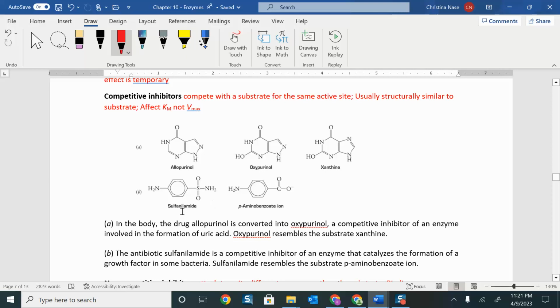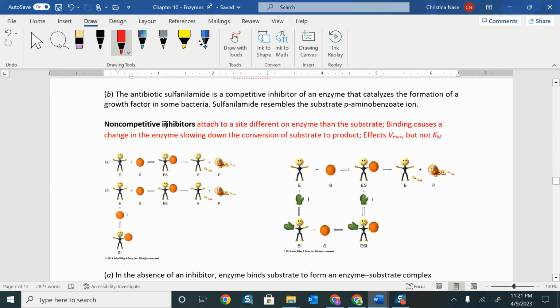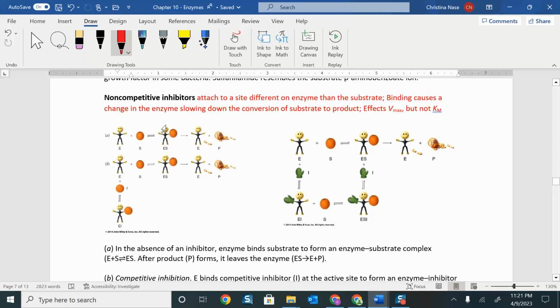This is also a drug over here, the sulfonamide, and this is the substrate that it is inhibiting. Again, you can see a lot of structural similarities there. Then you have non-competitive inhibitors, where it's going to bind to a different site on the enzyme other than where the substrate binds, and that binding is going to cause a change. It's going to slow it down, or it's going to interfere with the Vmax, not so much the Km, but the process by which the reaction happens.